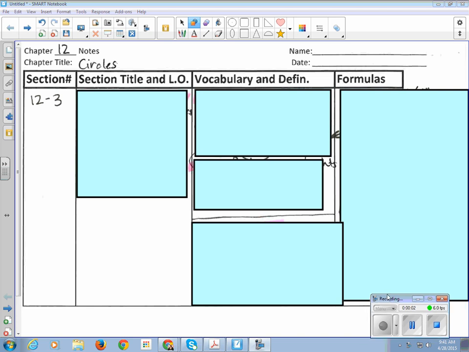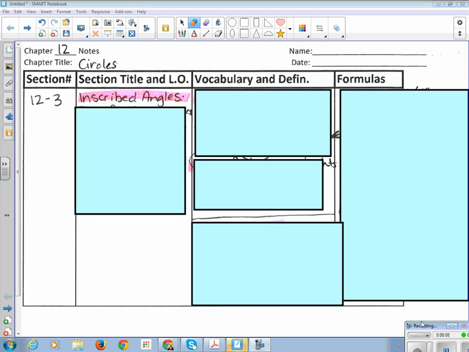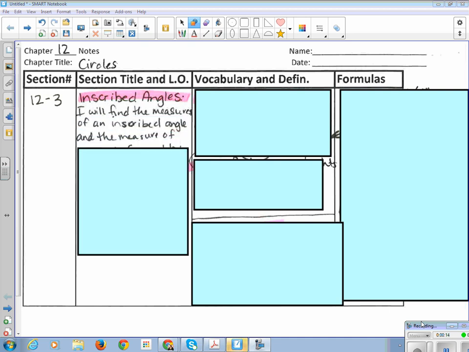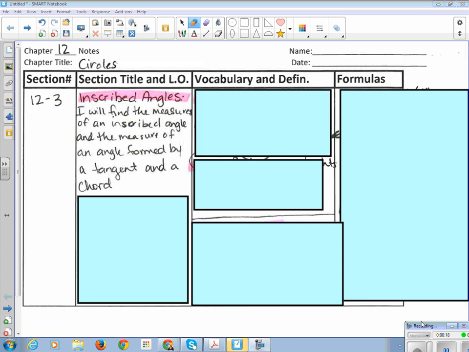We're on chapter 12, section 3, which is called Inscribed Angles. And our learning objective is a long one. I will find the measures of an inscribed angle and the measure of an angle formed by a tangent and a chord.